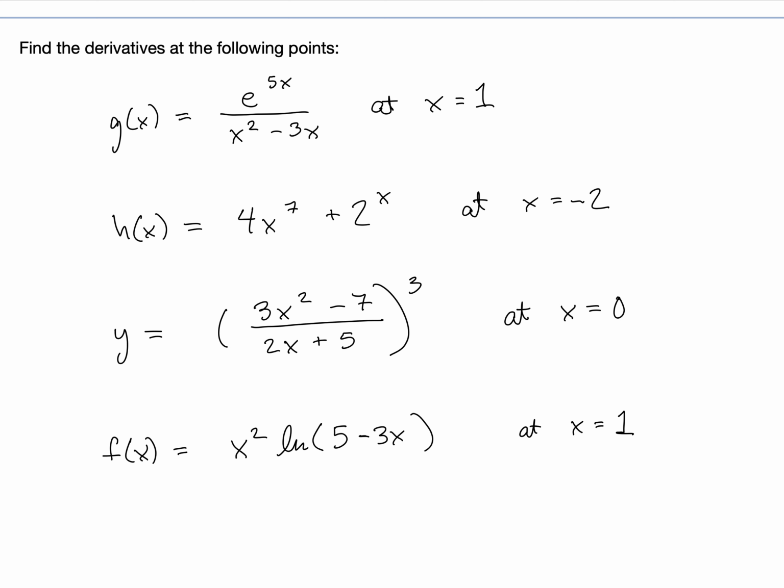So here are some examples to try out yourself. g of x is e to the 5x over x squared minus 3x at x equals 1. h of x is 4x to the 7th plus 2x to the 2 to the x at x equals negative 2. y equals 3x squared minus 7 over 2x plus 5, all to the third power, at x equals 0. And f of x equals x squared natural log of 5 minus 3x at x equals 1. So try each of those out and then we'll go through them.